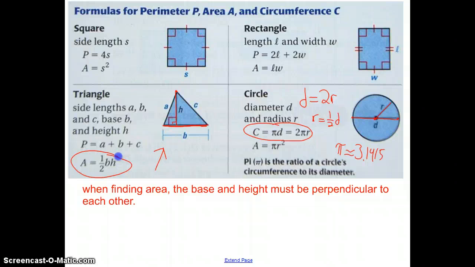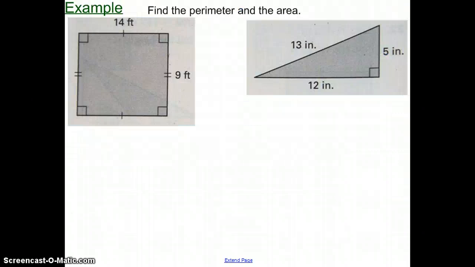So when you're doing these problems, if your calculator has a pi button, great, use it. If it doesn't, just type in 3.1415. Area of a circle is pi times the radius squared. So you need to know those formulas.